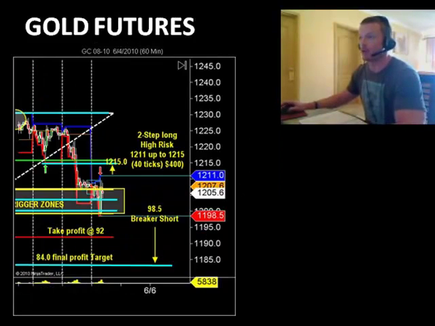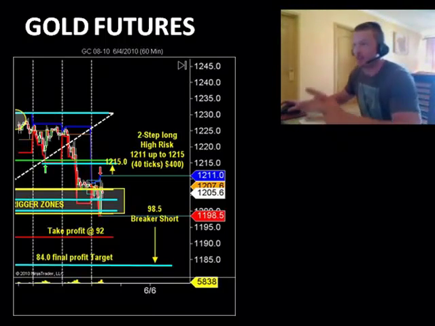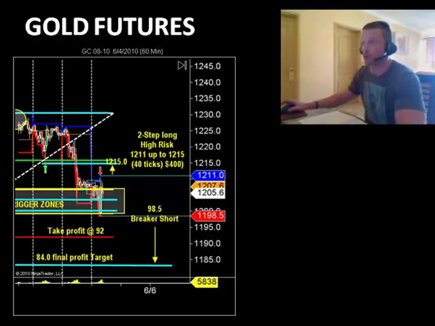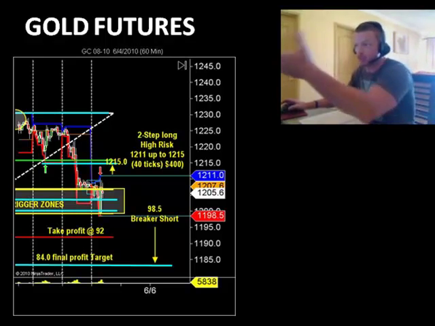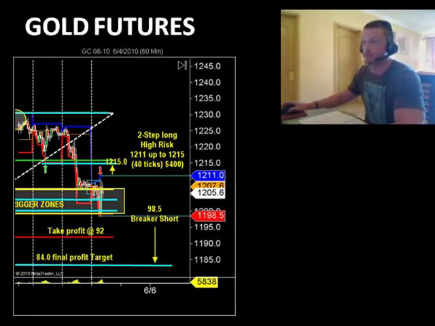But don't forget, we got one more pattern setting up right now. As I'm doing this video, guys, I'm watching as the two-step long is setting up in the gold. And then I'm going to wait for, potentially, the breaker pattern short below 98.5. These were called in the room today. These are some position trades, and we'll wait for those setups for later on today.